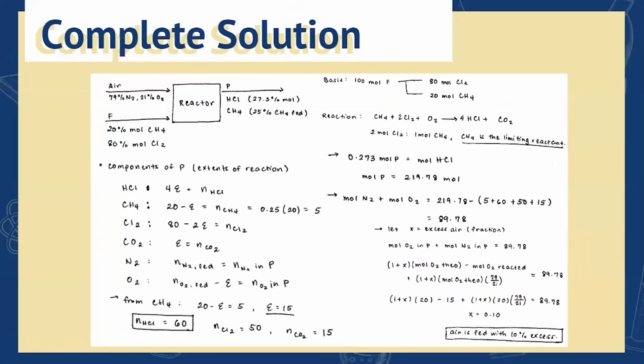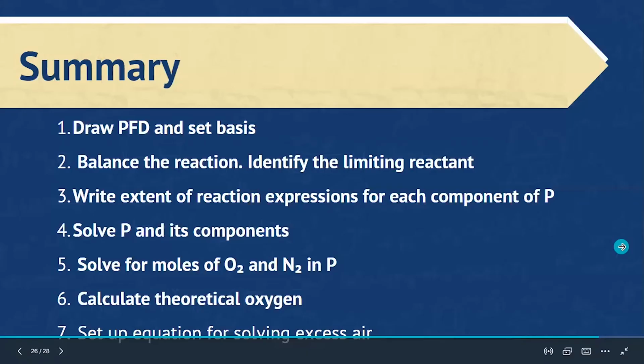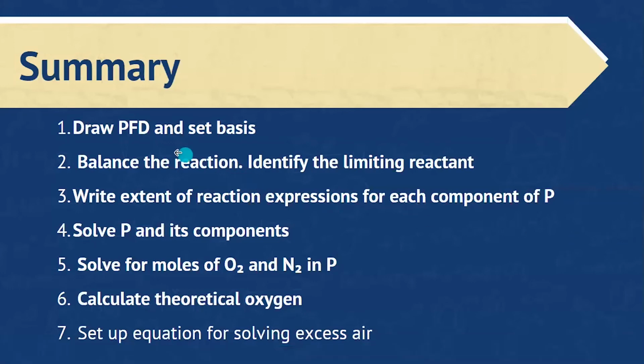Alright, here's the complete solution in case you want to take a picture or review any part of the solution. Summary for the solution in that problem. The first thing that we did is to draw the process flow diagram and to set the basis. And then we balance the reaction. This is very important. If the step here has mistakes, then the entire solution will be erroneous. Balancing the reaction and then identifying the limiting reactant, because the limiting reactant determines the theoretical oxygen.